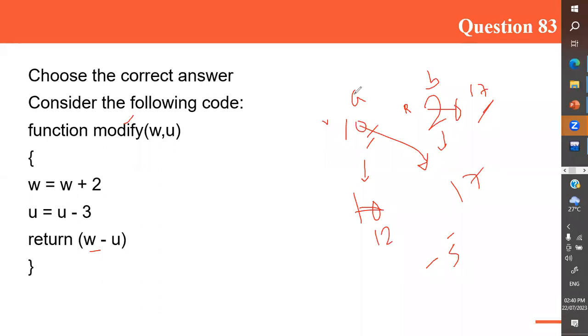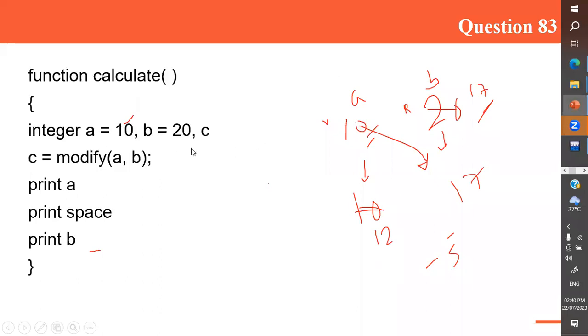Sir, how do we know that A is call by value? In the question they gave it here. Call by value, call by reference, they gave it. Yeah, that's what. Print B. B value I'm printing. B value is 17 now. Here. One second. No. See here, what I'm telling.